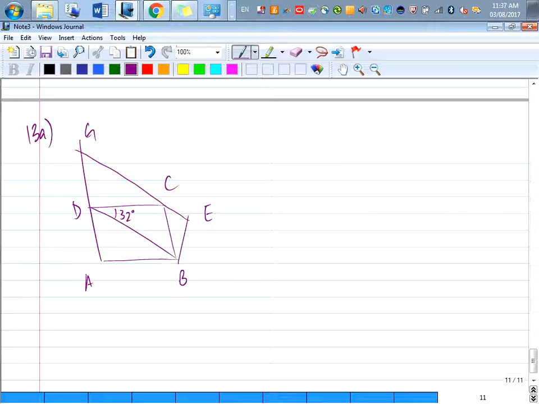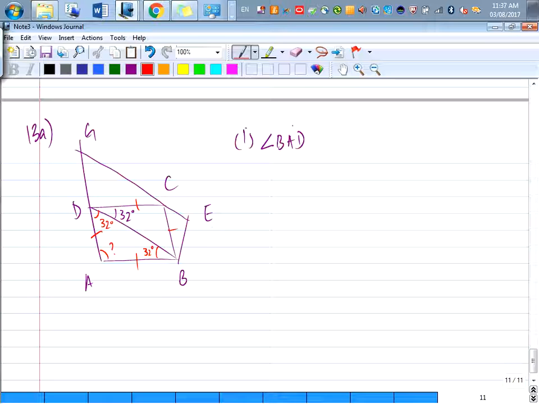Listen. Part one, we need to find angle BAD. This angle. We are using alternate angles because this is a rhombus. So this is 32 degrees also. Since this is a rhombus, which I didn't draw properly, these two lengths are the same, right? So this is also 32 degrees. In a rhombus, all four sides are the same length, but I didn't draw it very accurately.